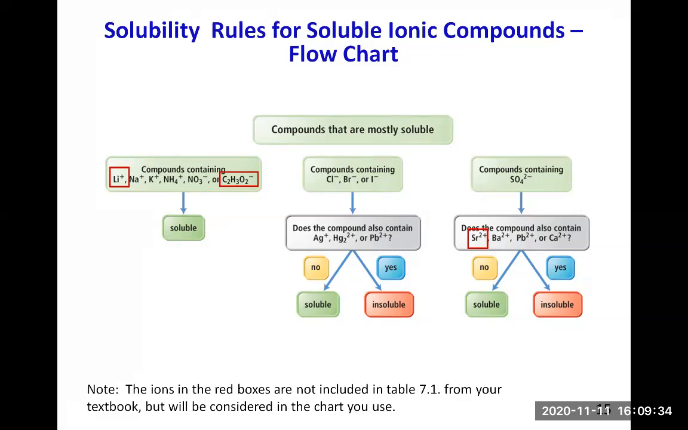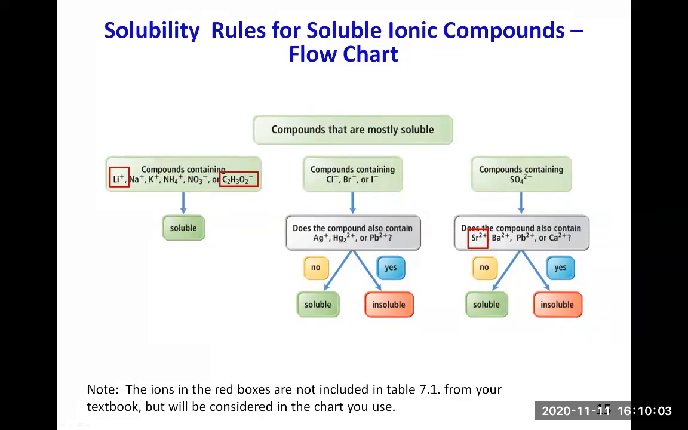Compounds that are mostly soluble also include compounds containing chloride, bromide, or iodide. However, here there are some exceptions. If the compound also contains silver, mercury, or lead, then it is insoluble. If you do not have one of those cations, then it stays soluble.